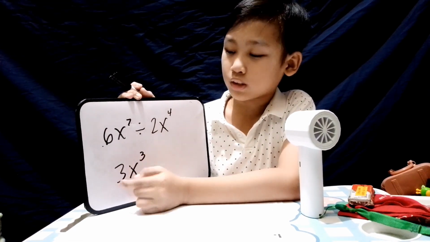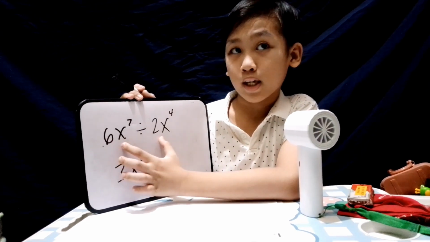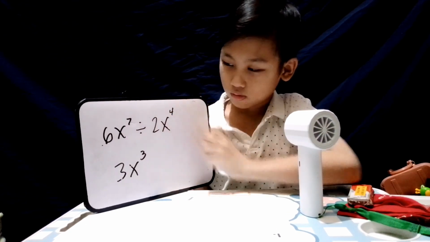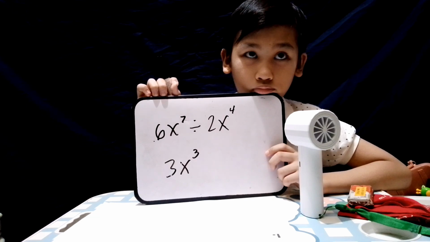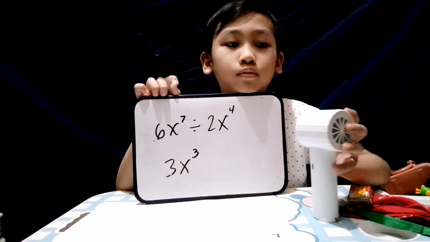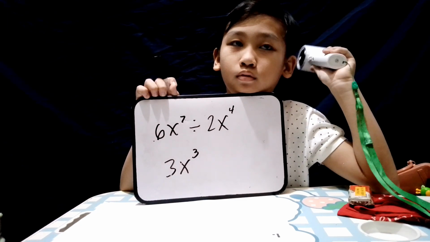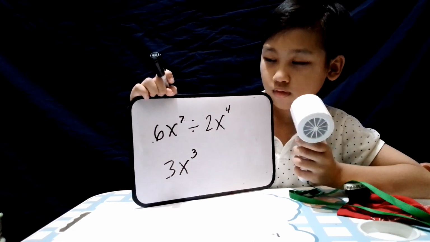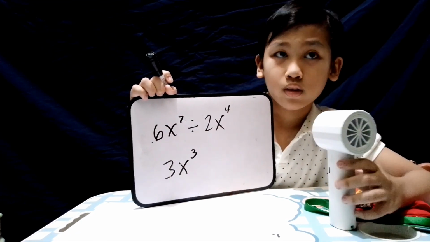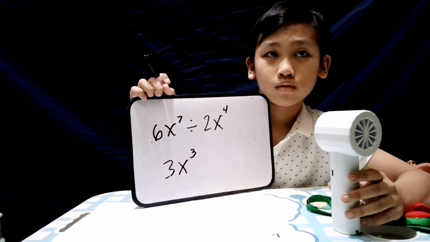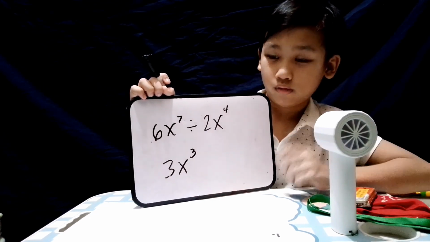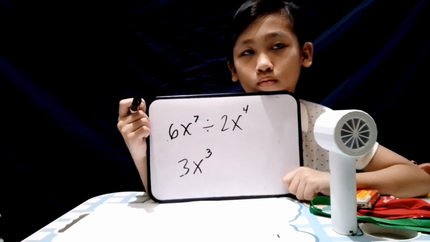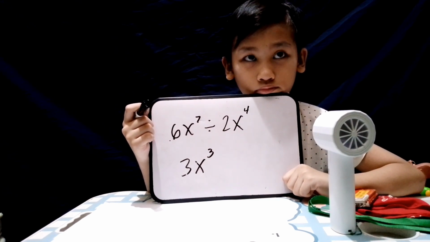6 divided by 2 is 3, and then you just copy the x, and then 7 minus 4. If both terms have coefficients and it's divisible, you have to simplify the coefficient. So 6 divided by 2 gives us 3. Then we have the same variable, x. In the quotient rule, if we have the same variable, you just subtract their exponents. So 7 minus 4 gives us 3. So the answer will be 3x cubed. Very good.